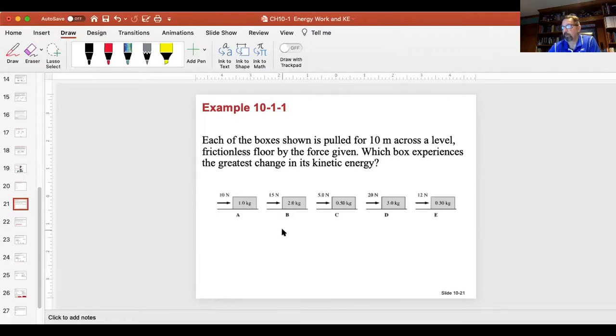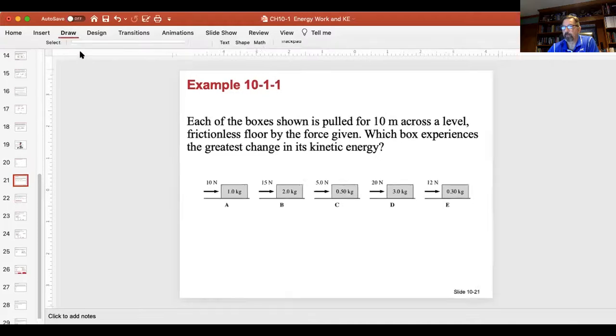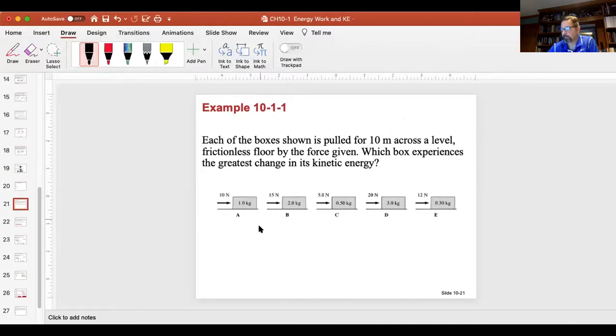I'll put the equation up one more time. Oops, don't have a pen called up. All right, I just grabbed a pen. Listen when I do this.